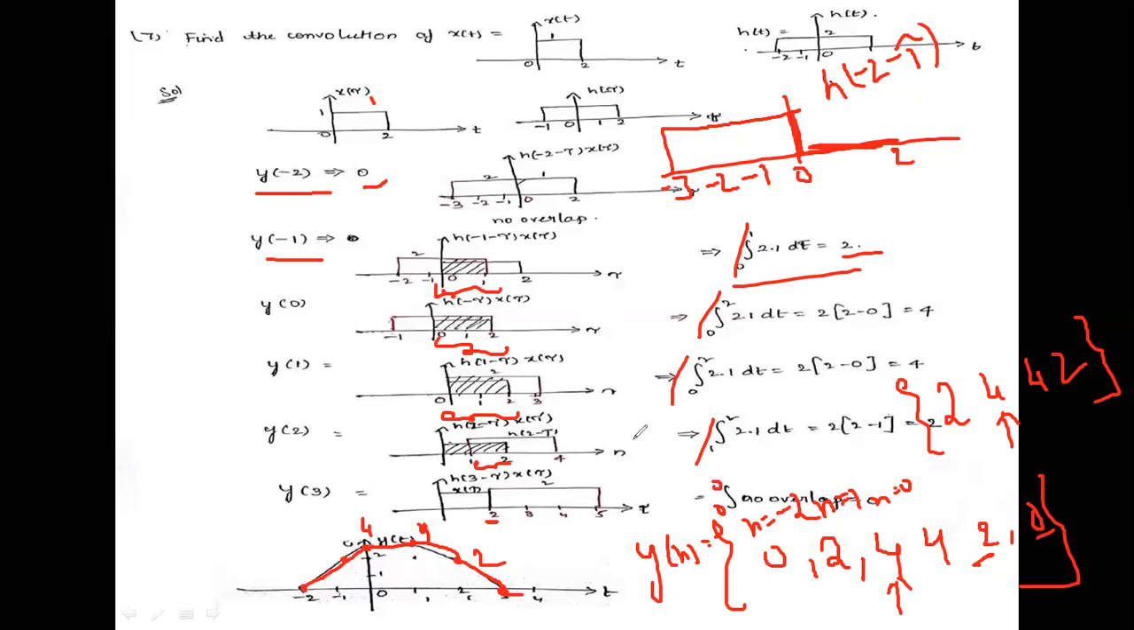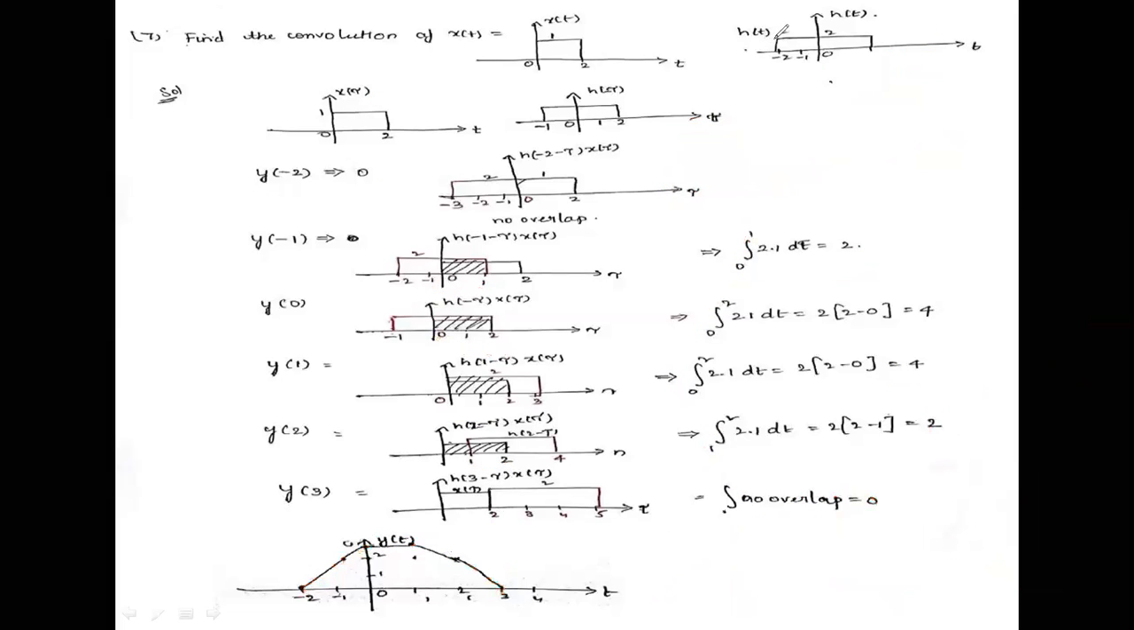Actually, these are 2 and 2 also. So the upper limit is 2 minus 2, and 2 minus 2 will get 0. Got it?